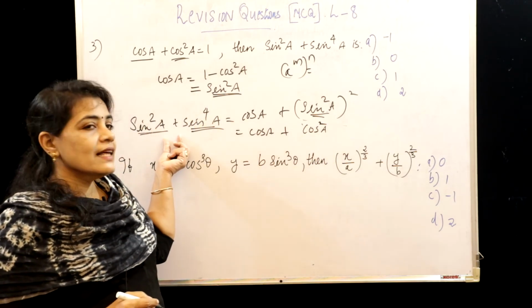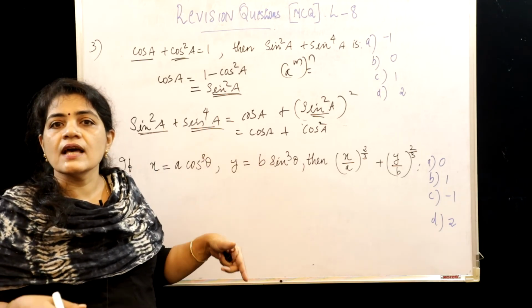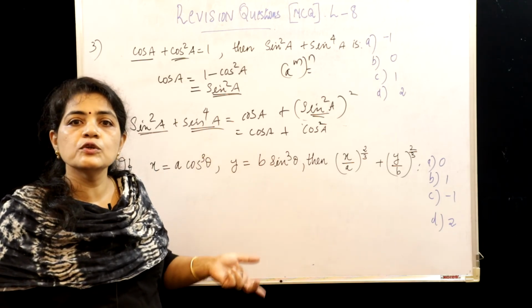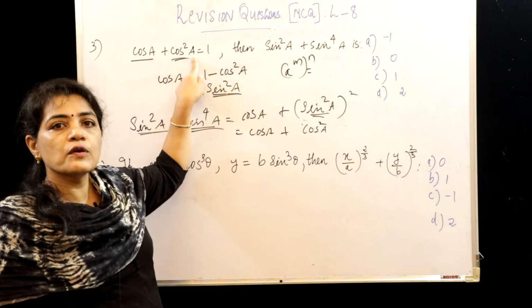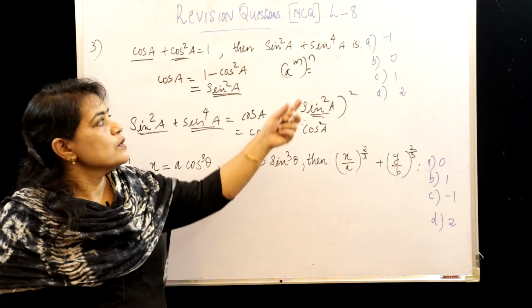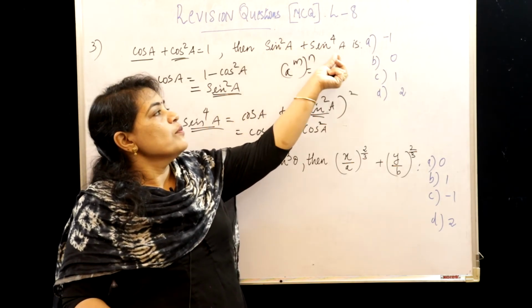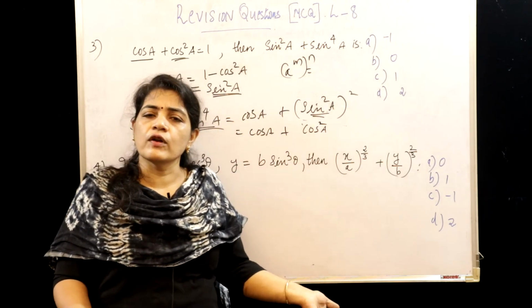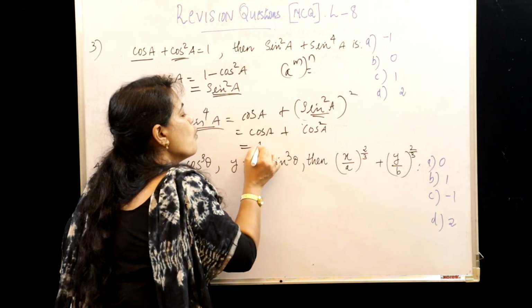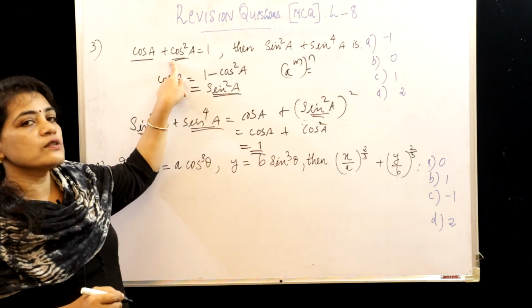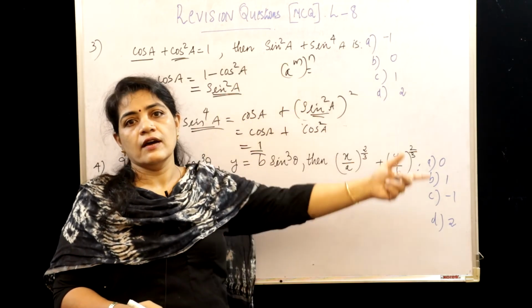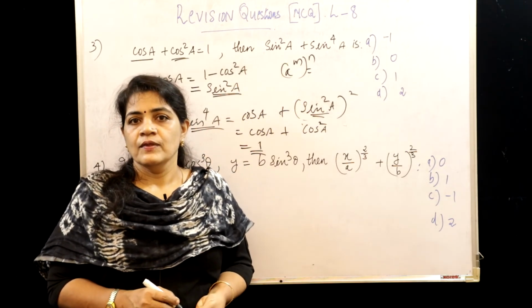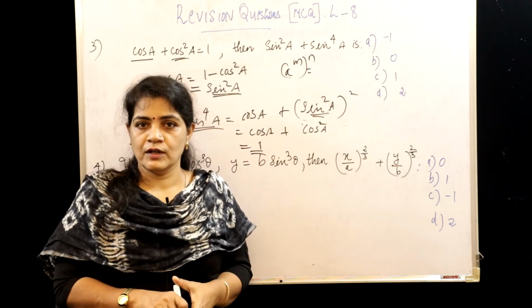So we have seen that sin square A plus sin raised to 4A is also equal to cos A plus cos square A. And what is that? Cos A plus cos square A is 1, that is given. So sin square A plus sin raised to 4A is also equal to 1. Since the value of cos A plus cos square A is 1, that expression also has the same value. Understood? This is a very, very important question.